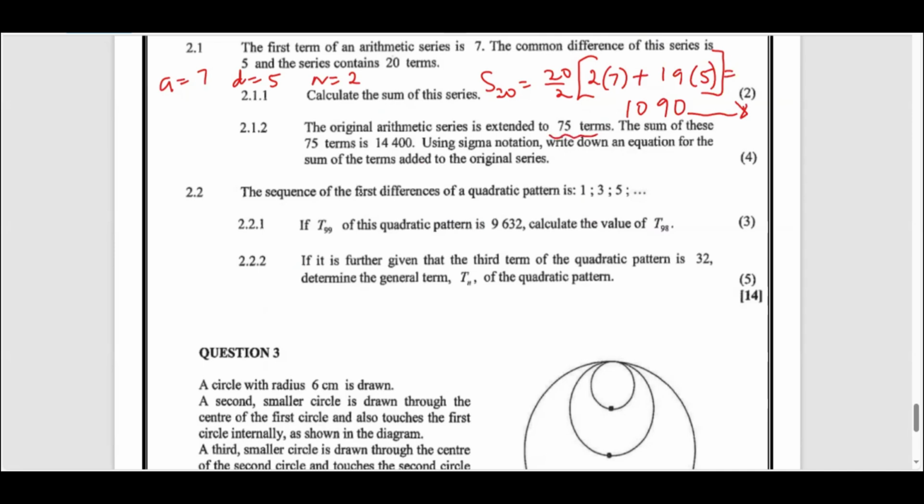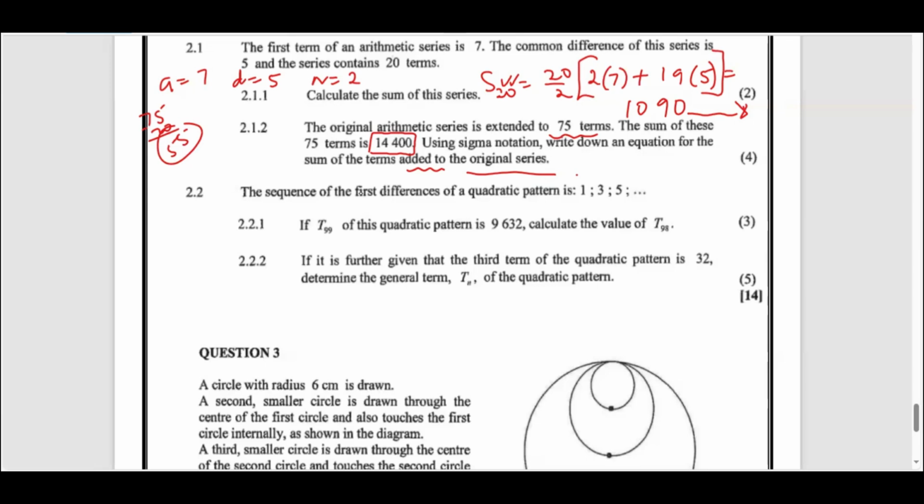And then the sum of these 75 terms is 14,400. Using the sigma notation, you can write an equation for the sum of the terms added to the original. Okay, so we know that originally we had 20 terms. Then if we have 75 minus 20, that's going to be 55 terms now.